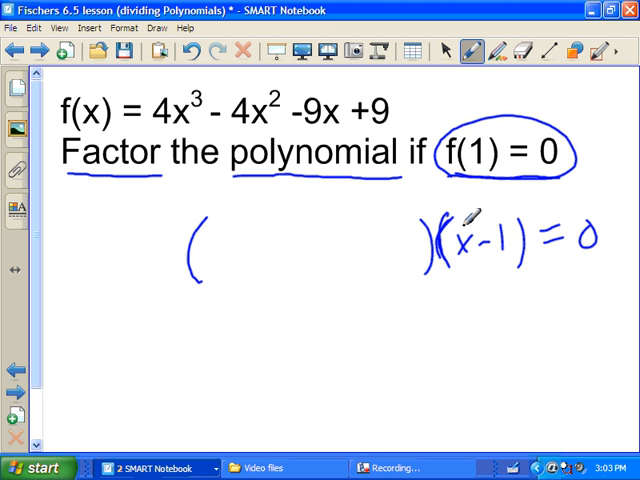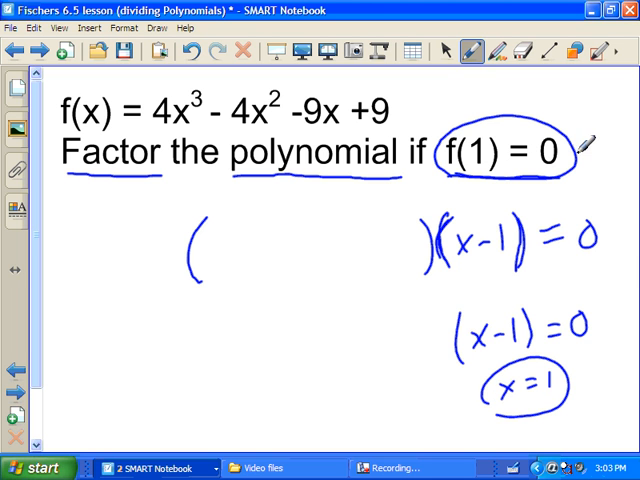If this is a factor, and we pulled it out, I hope students remember that when you set this factor itself equal to 0, you're finding that one root. And really, if I solve this, it's x equals 1. That's what they're telling me. So in kind of a backwards fashion, f of 1 is 0. That means when I plug in x equals 1, the whole function comes out to be a 0. Okay, that means this is one factor.